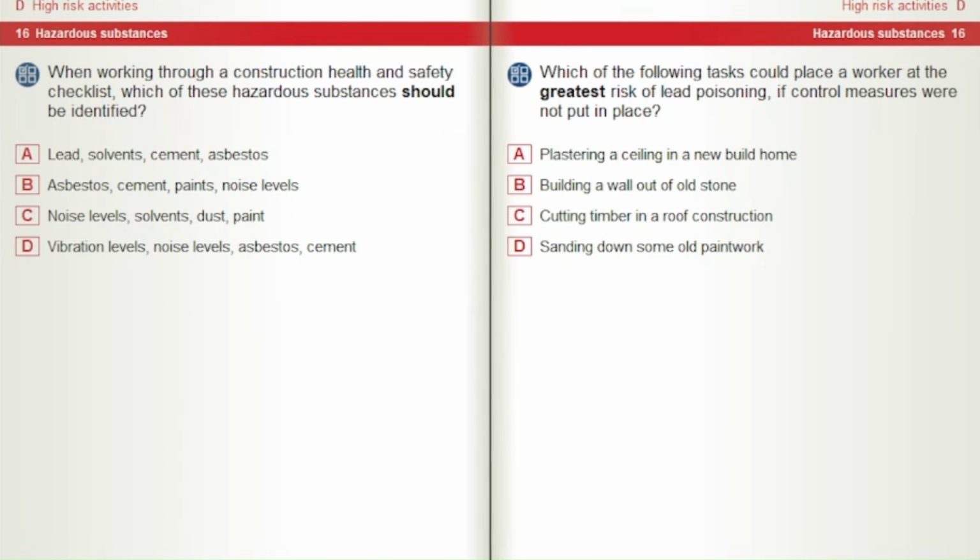When working through a construction health and safety checklist, which of these hazardous substances should be identified? Lead, solvents, cement, asbestos. Asbestos, cement, paints, noise levels. Noise levels, solvents, dust, paint. Vibration levels, noise levels, asbestos, cement.